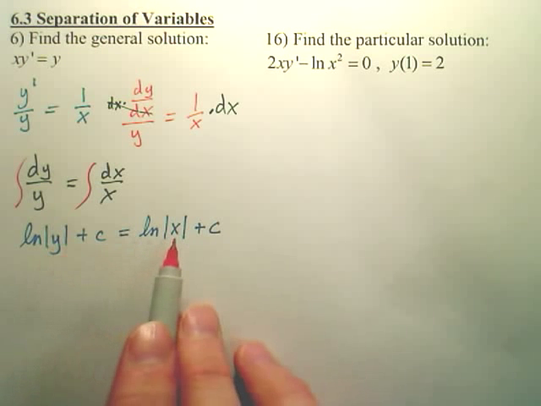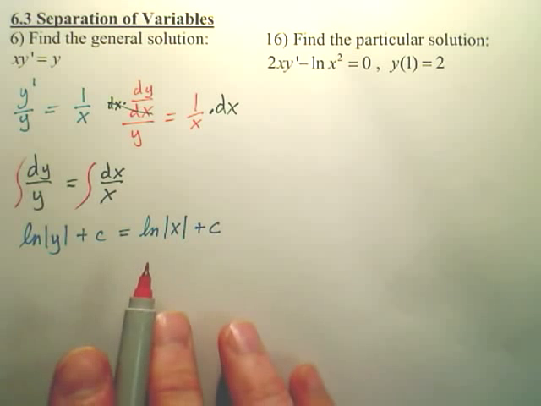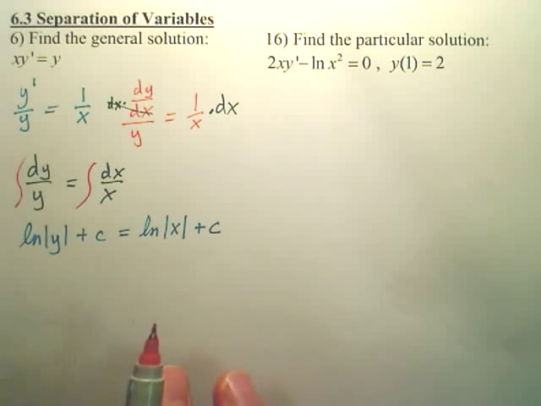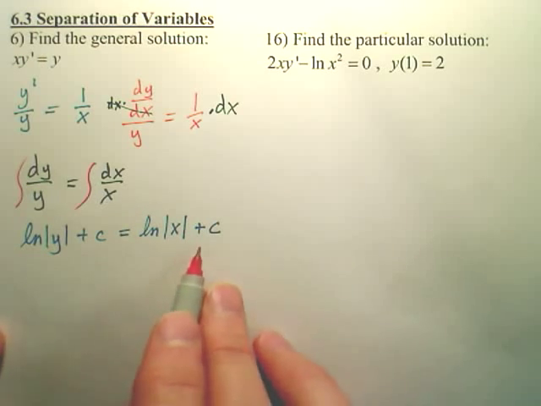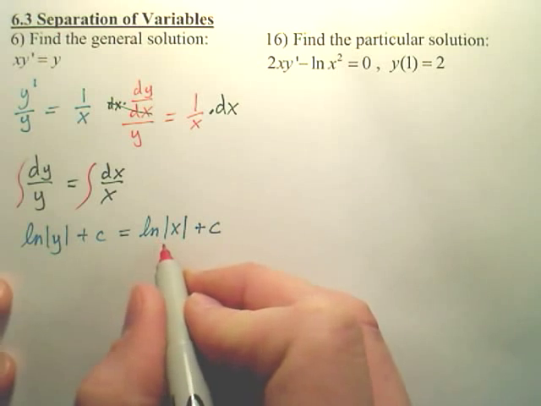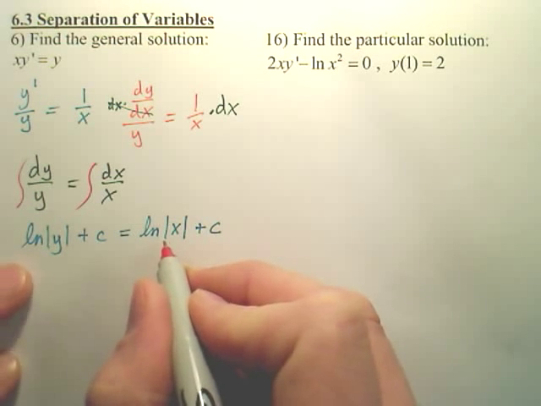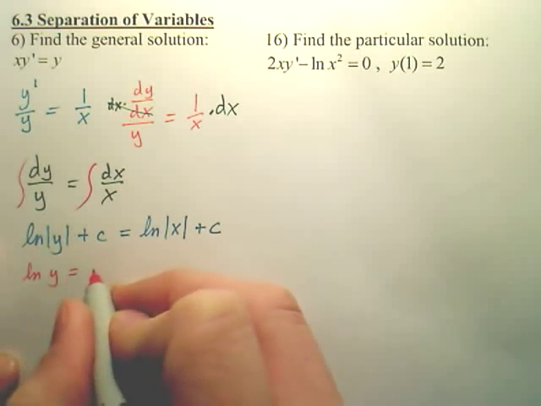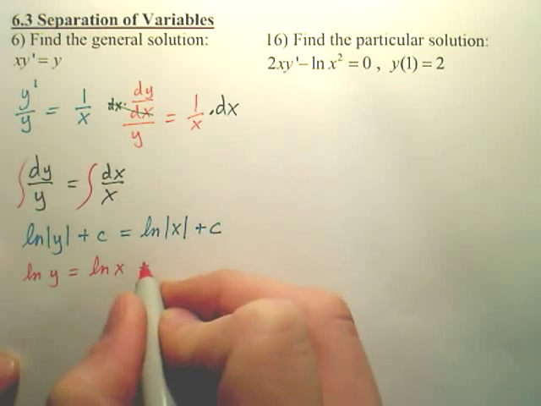Now, if these are both absolute values on both sides, can I kind of drop them? Because if they're both absolute values, can you make sense that you can kind of ignore them because they're on both sides? You have two absolute values. It's a hard one to define when you can and can't drop absolute values. It's not the most important thing that I've noticed. But just in general, we're going to drop the absolute values. So we're going to have ln y equals ln x plus c.